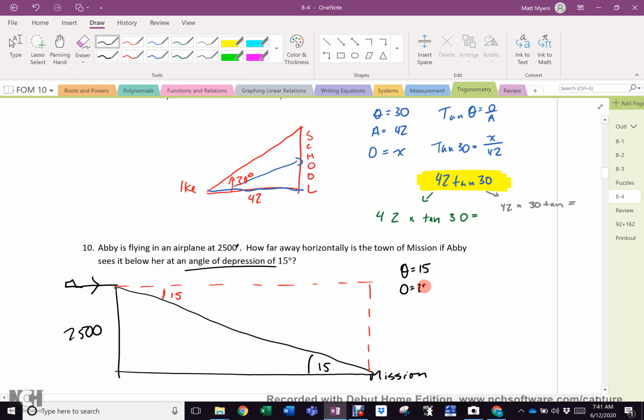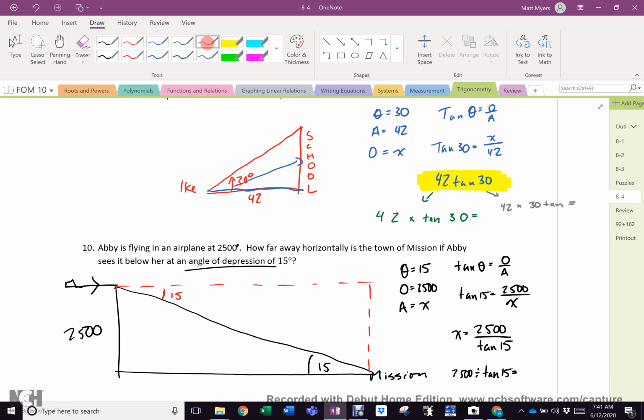And again, you have a theta of 15. You have an opposite this time of 2,500, and your adjacent is what you don't know. So again, it's tan theta equals O over A. Tan of 15 equals 2,500 over x. The number is on top, so this is division. So x equals 2,500 divided by tan 15. And again, depending on your calculator. Forward calculator, 2,500 divided by button tan 15 equals. Backwards calculator, 2,500 divided by 15 tan equals.